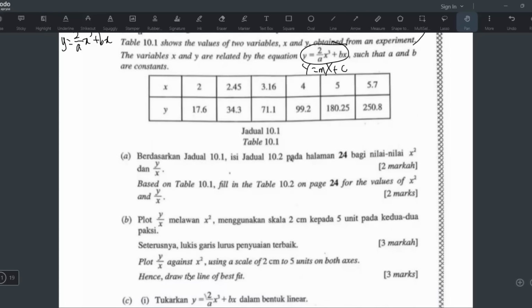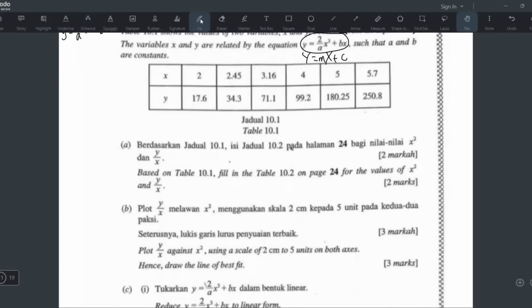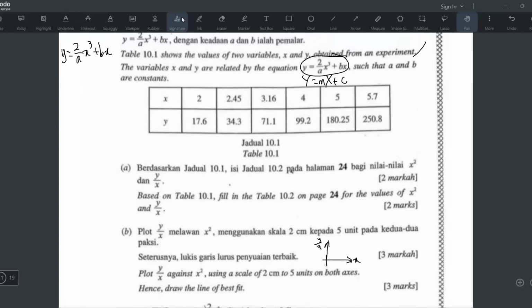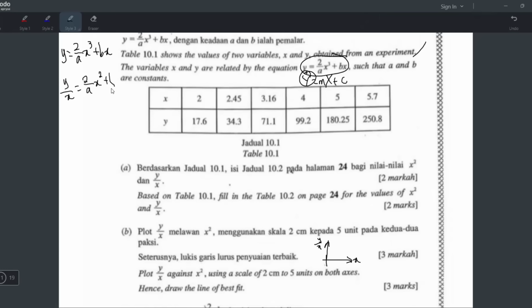So you know that the y-axis later will be what? Y over x, and the x-axis will be x squared. Okay, so nak jadikan y equal mx plus c, you kena make sure this y-axis is y over x. So I think it's very clear what I need to do here lah. Bahagi x. So bahagi x, but everything have to bahagi x also. So you get x squared. This one also bahagi x b.